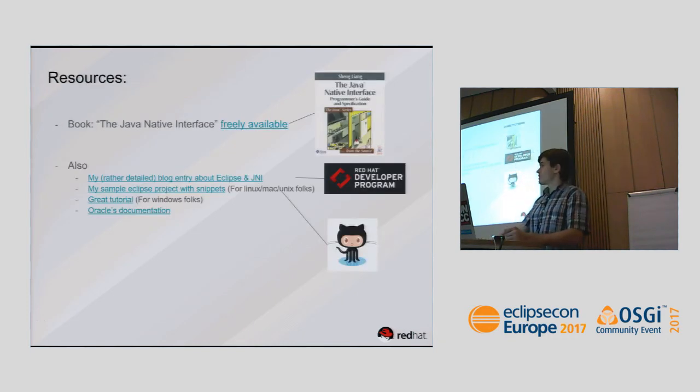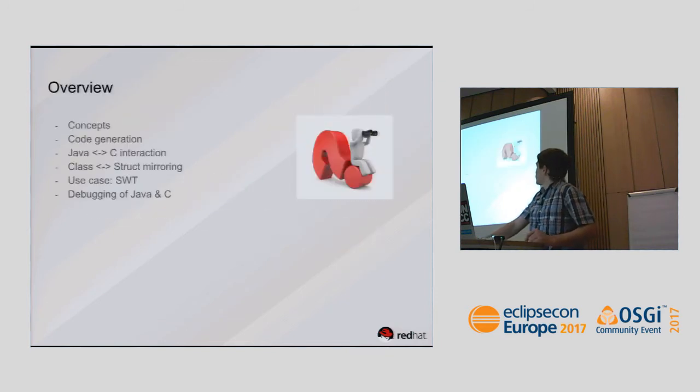Great resources to get started: the Java Native Interface book. It's a bit old, but nothing has changed. It took me about 2 weeks to learn, but you really get a good feel for what JNI is about. If you just want to get started real quick, there's a bunch of blog posts. One of them is mine. Some are Linux, some are Windows specific. We'll briefly touch on every part of JNI: how to call C from Java and how to call Java from C, how to mirror structs. We'll go over a use case and I'll show you how to do the cross-language debugging.